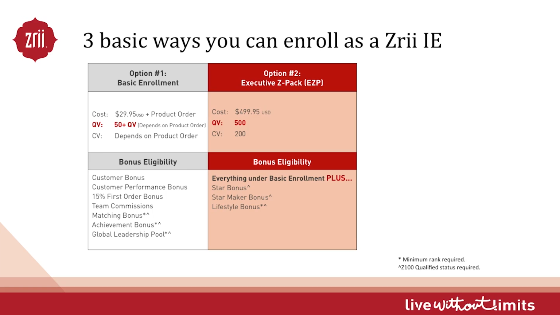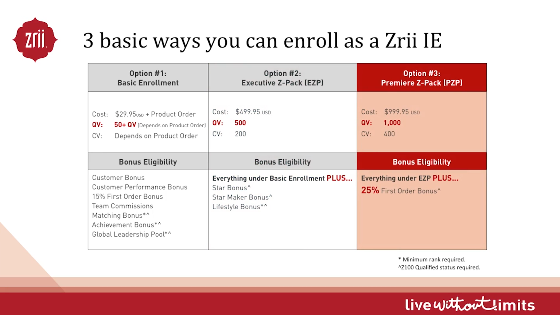But if you enrolled under option number 1, the basic enrollment, you can still unlock EZP status by accumulating 500 QV in personal product orders within your first 28 days at Zrii. Once you reach the 500 QV level, you will unlock EZP status, which allows you to take advantage of the Star, Star Maker, and Lifestyle bonuses.